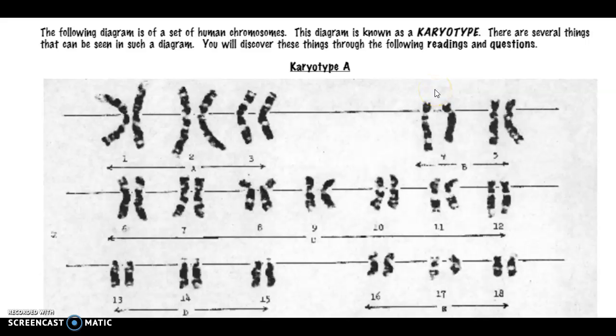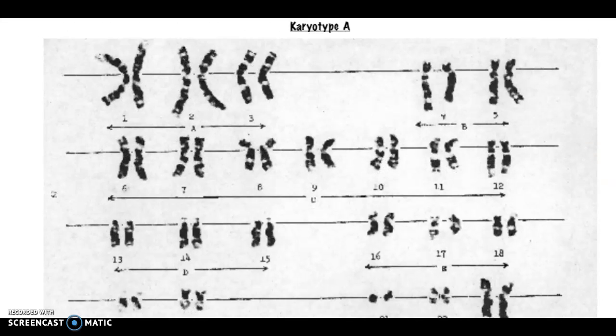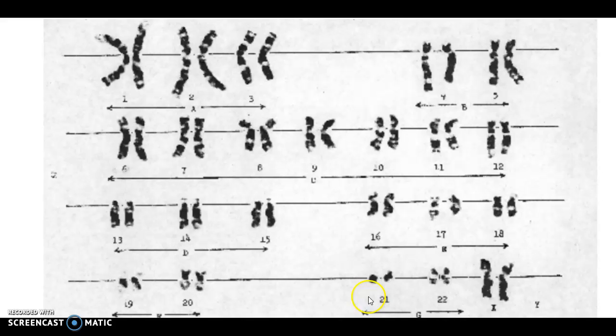Okay, notice this is karyotype A that we're looking at, and we have pairs 1 through 22 that are numbered 1 through 22, and then we have the XY down here. This would be our sex chromosomes. This determines the gender of the individual. This one is the XX, 2 chromosomes at X, nothing at Y. So this would be a female.